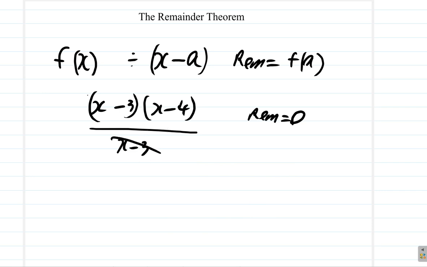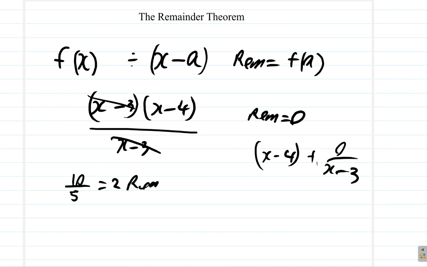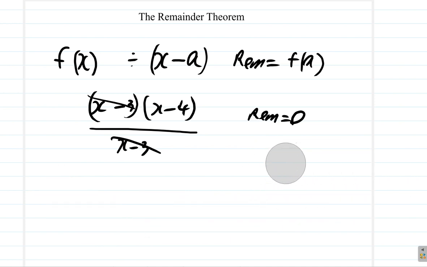Now, if you divide by x minus 3, you get x minus 4. The remainder is 0, because it would be plus 0 over x minus 3, right? It's just like if you have 10 divided by 5, you get 2, remainder 0. It's the same as saying 5 times 2 divided by 5. You get 2, remainder 0, which is 2 plus 0 over 5. Same principle applies.